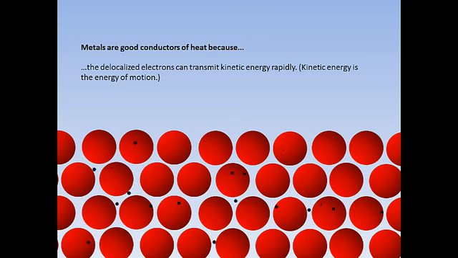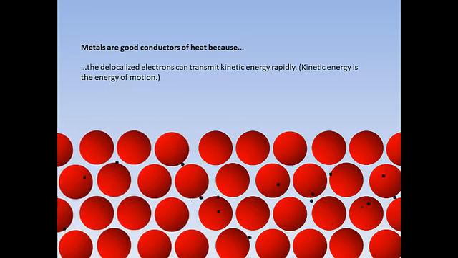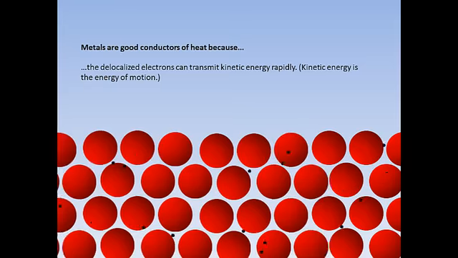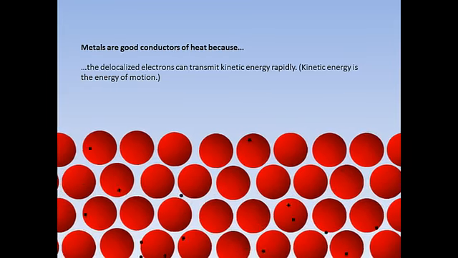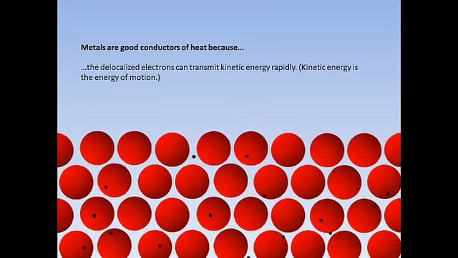As the metal atoms gain energy, they will start to vibrate in place more quickly. The electrons, being able to move freely, will transmit this energy from atom to atom, causing the neighboring atoms to vibrate faster as well, and causing a rise in temperature.